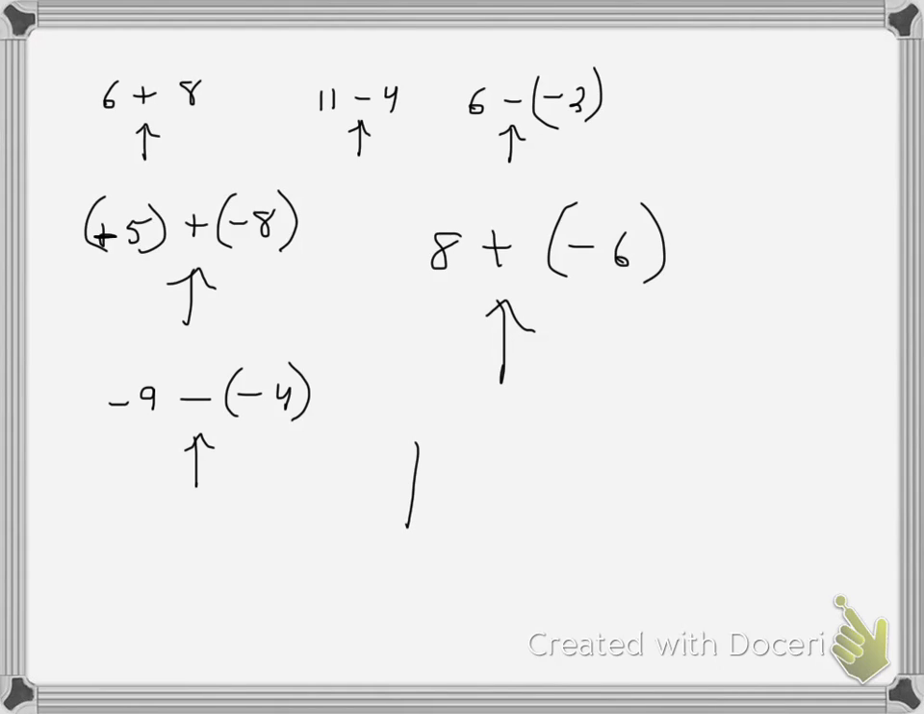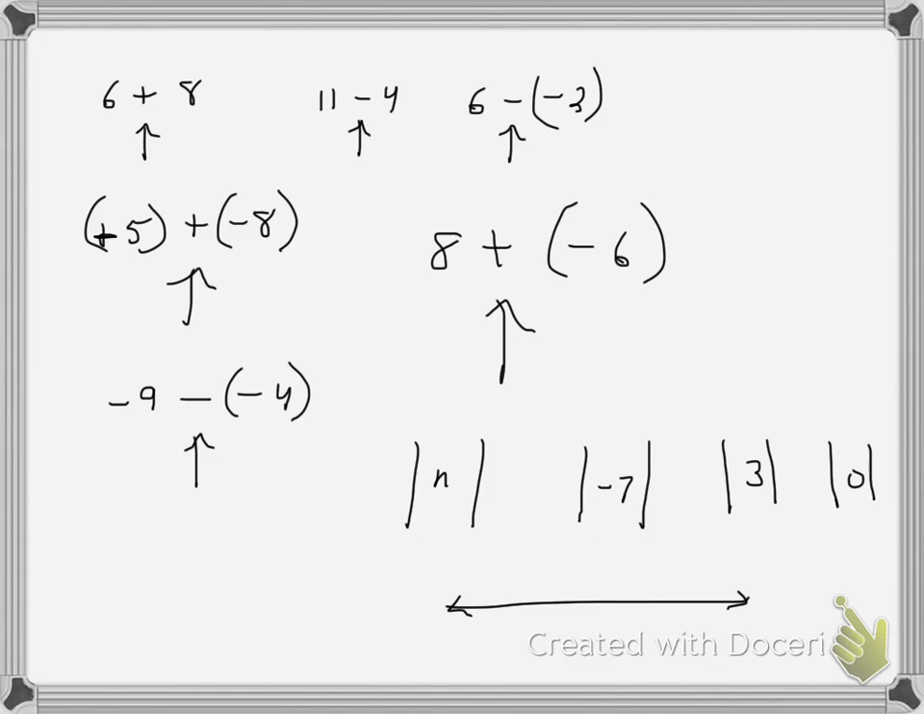of an absolute value. Absolute value is written by 2 long vertical lines and a number written between, or a letter written between. We would read that as the absolute value of n, or the absolute value of negative 7, or the absolute value of 3, or the absolute value of 0. Now, what is absolute value? Absolute value represents the distance from 0 on the number line.